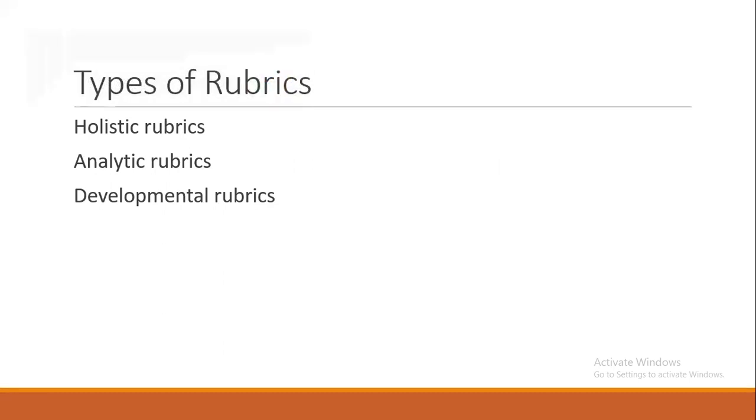Analytic rubrics separate it out by criteria, for example style, thesis statement, another one might be structure, these kinds of things. And then you've got a third one, developmental rubrics. This relies on having a theory of development. My expectation is that most of you probably don't need to worry about developmental rubrics, so I'm actually not going to say anything about the third category. I'm going to focus on holistic and analytic rubrics.